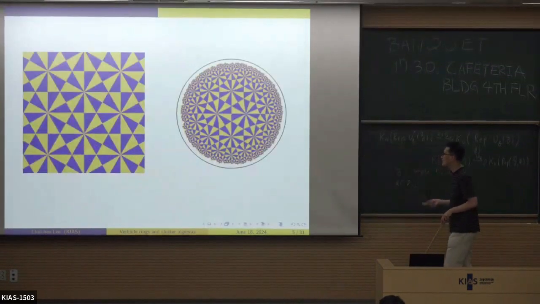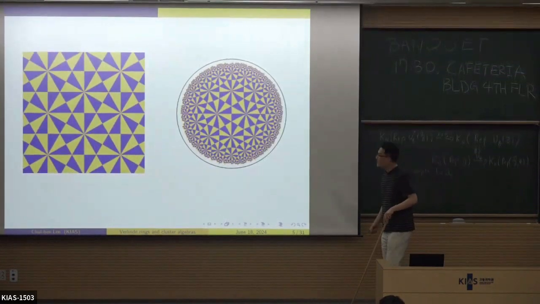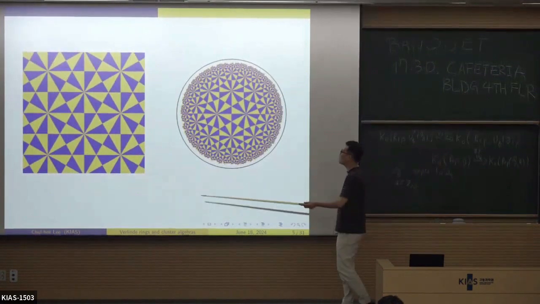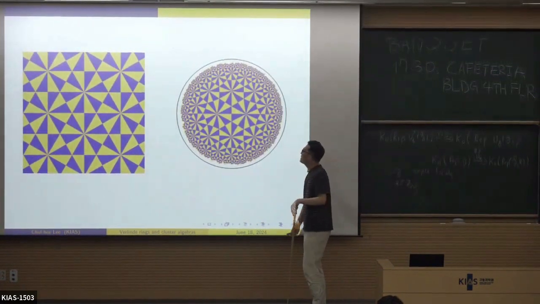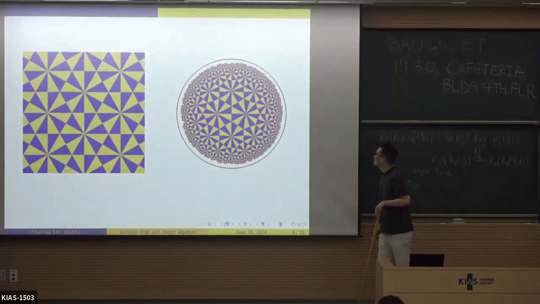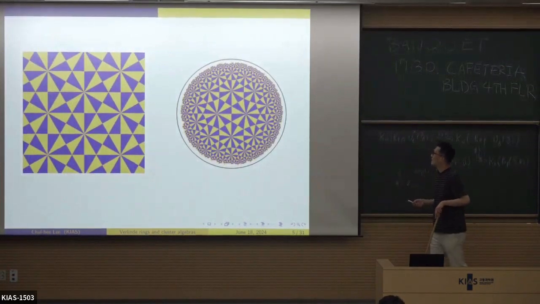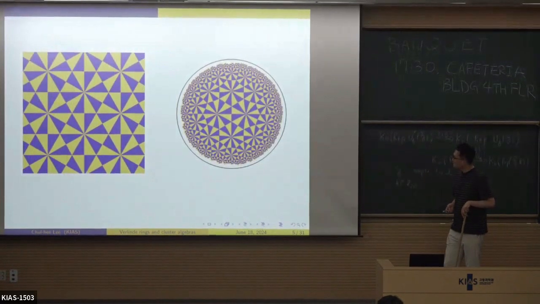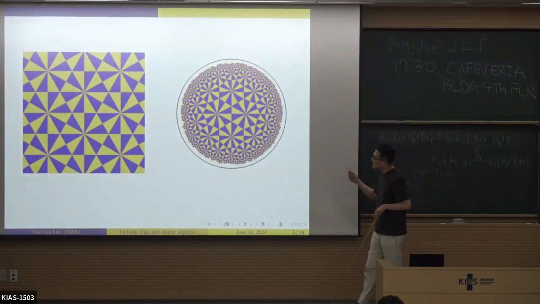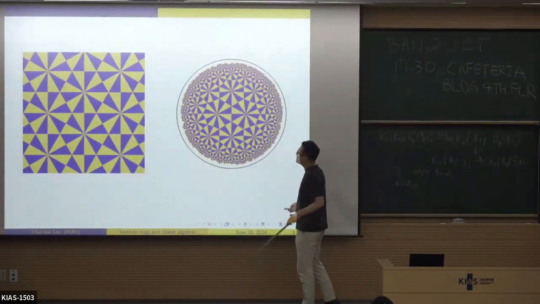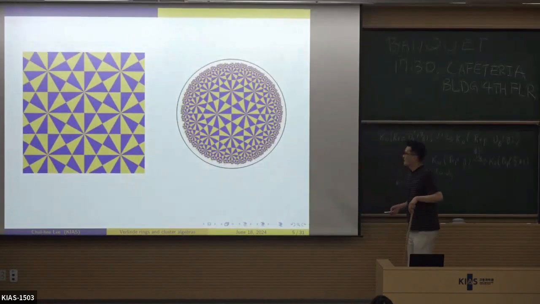And we can see such figures in many areas of mathematics. So this is a picture you can probably see in any elementary mathematics book. And this is a tessellation of the hyperbolic plane by congruent hyperbolic triangles. And this is a tessellation of the Euclidean plane by triangles.